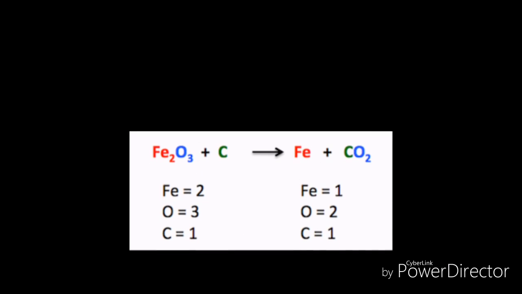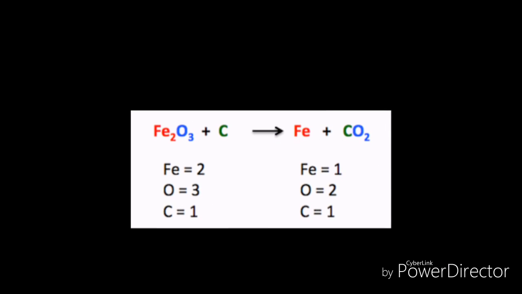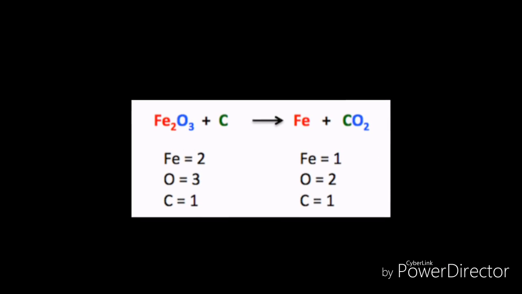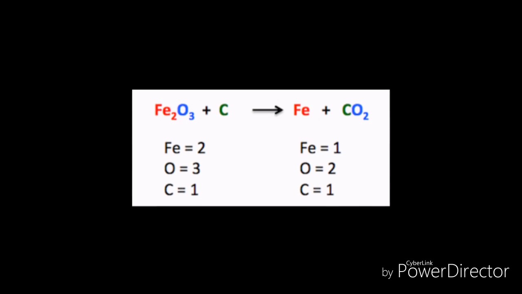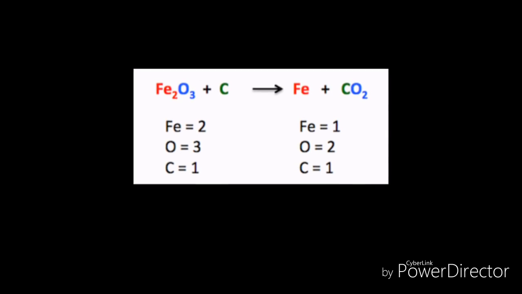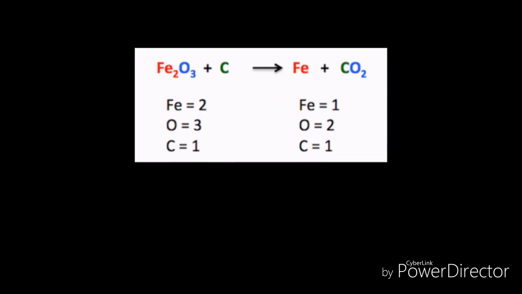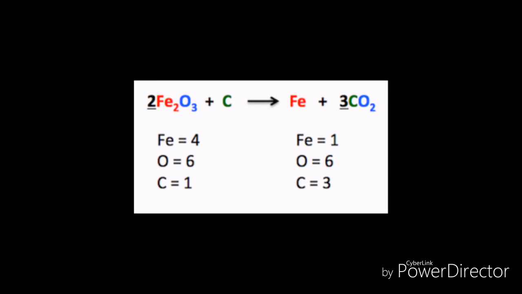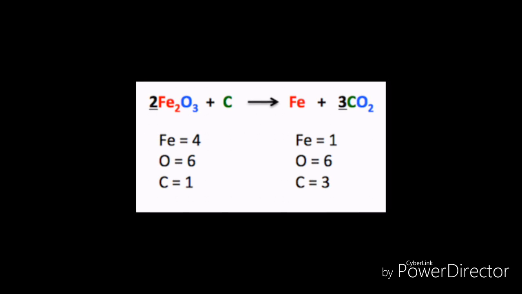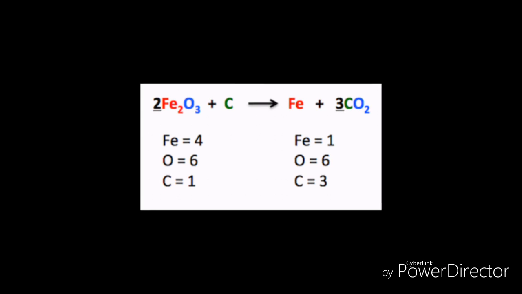This is a reaction between ferric oxide and carbon, producing iron and carbon dioxide. This reaction is not balanced. First, we need to balance the oxygen atoms. We do this by making it so that there are 6 oxygen atoms on each side. To do this, we need to put a coefficient of 2 in front of ferric oxide and a coefficient of 3 in front of CO2.